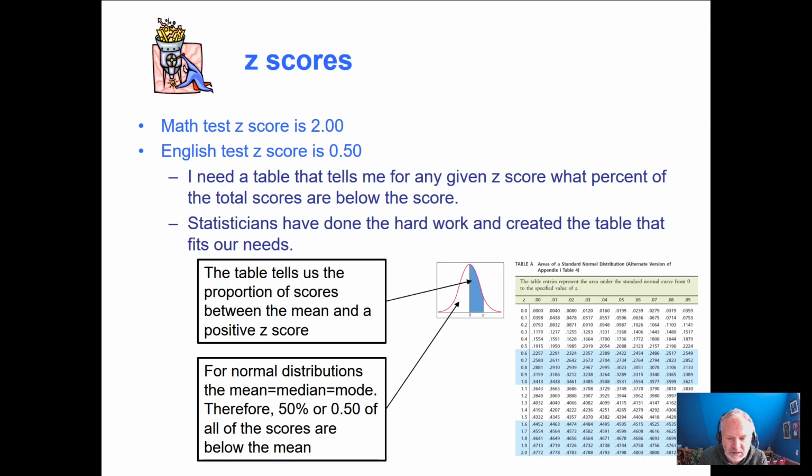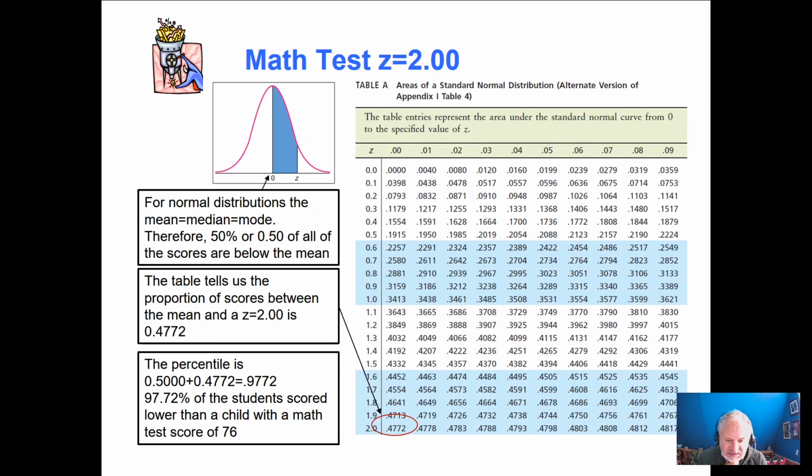Okay, and we know that from the table where we look up the values, and the body of the table gives us the proportion of scores that are between the mean of 0 and a given z-score. We looked it up for the math test, right? So it's a positive z-score of 2. So 0.4772 of the scores are between the mean of 0 and the z-score of 2. I take that 0.4772, add it to the 0.5, and the percentile rank for the student on the math test is 97.72%. Of the other students who completed that test, 97.72% scored below 76.